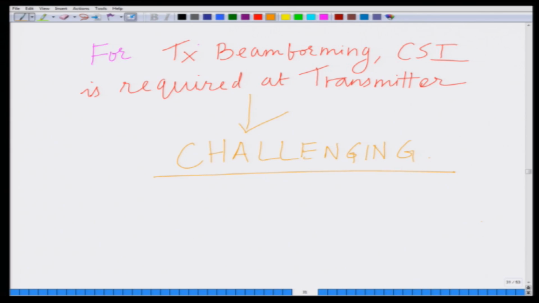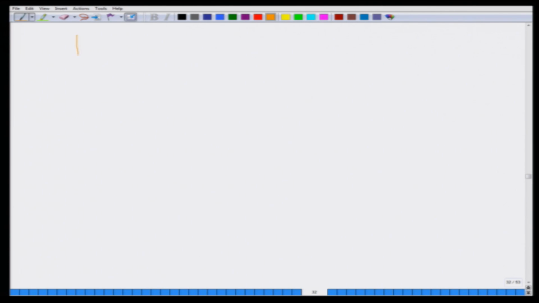Now, let us try to look at a simple example to understand this transmit beamforming. So, consider a 1x2 MISO system.